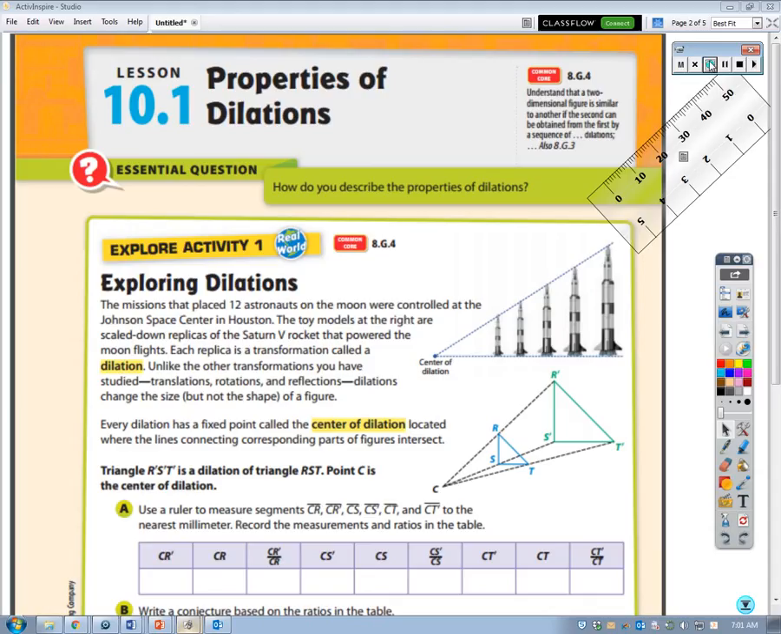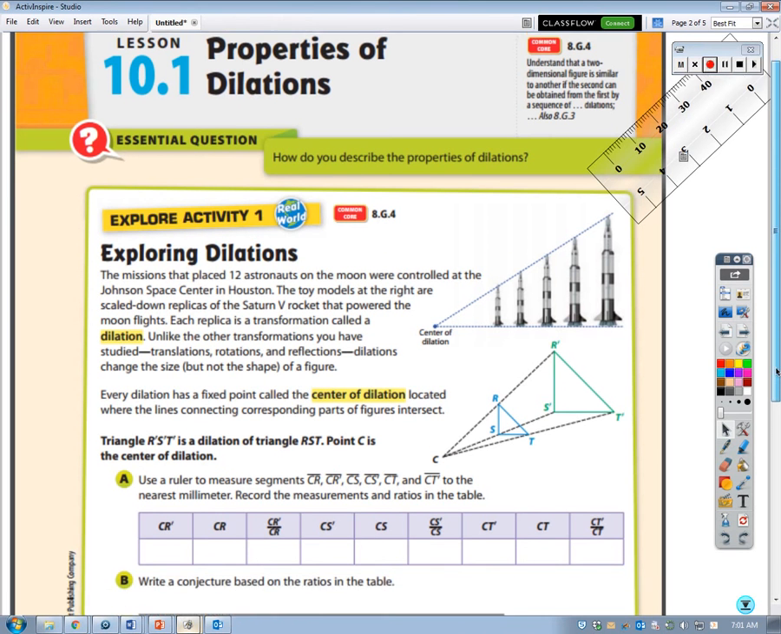So let's take a look at our essential question, which is how do you describe the properties of dilations? Now remember, when we're talking about properties, we're talking about size, shape, and orientation. So keep those things in mind as we go through our explore activities and our examples.